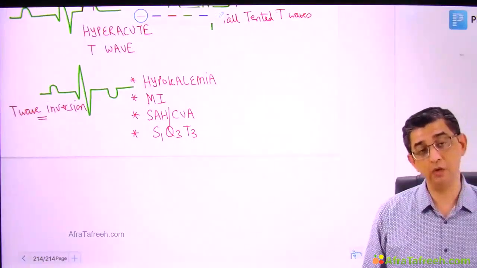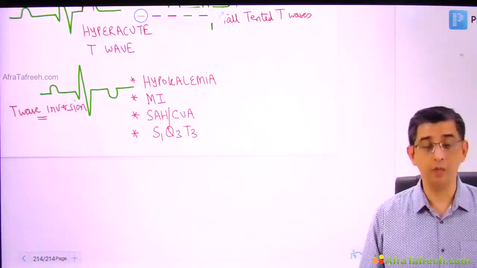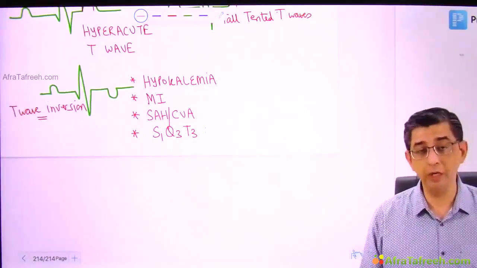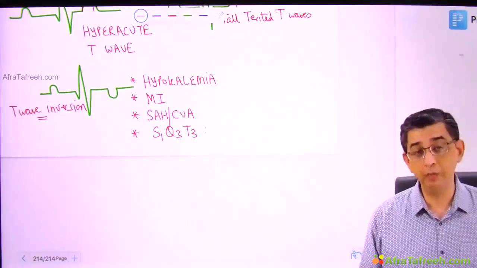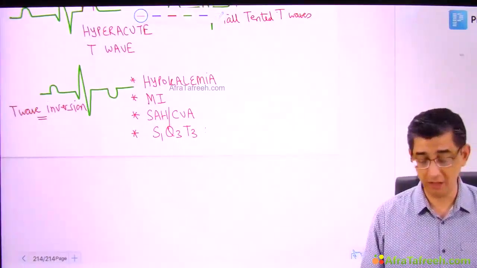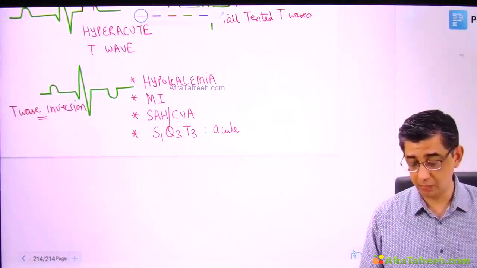Then T wave inversion can also be seen with S1Q3T3. The meaning of S1Q3T3 would be deep S waves in lead 1, then deep Q waves in lead 3, and then T wave inversion in lead 3. And this is going to be encountered in pulmonary embolism.